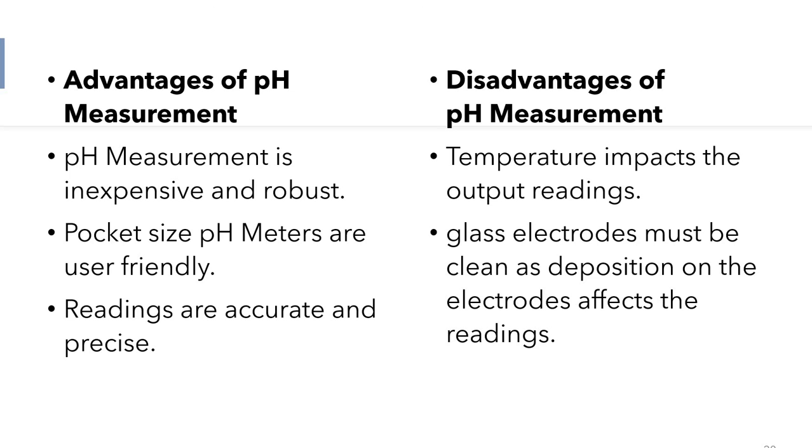Let's discuss the advantages and disadvantages of pH measurement using pH meter. pH measurement using pH meters is inexpensive and robust. Pocket-sized pH meters are user-friendly. Then readings are accurate and precise. Disadvantages of pH measurement are the following. First one is temperature impacts the output reading, and the second one is glass electrodes must be always clean as deposition on the electrodes affects the reading.